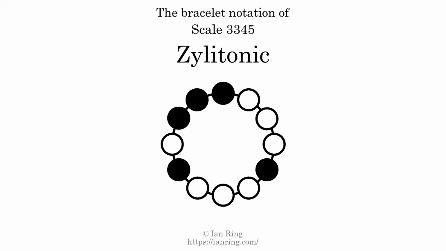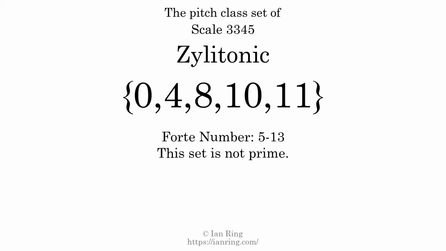This is a bracelet notation diagram of scale 3345. The shaded circles represent tones that appear in the scale, and they are read clockwise, starting at the top. The pitch class set for this scale is 0, 4, 8, 10, 11. The forte class is 5-13. This set is not prime.